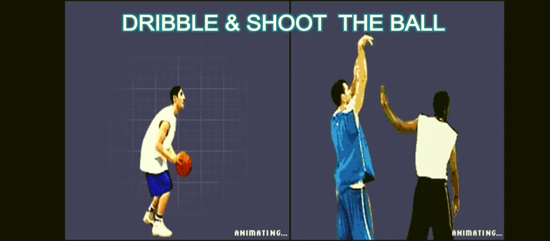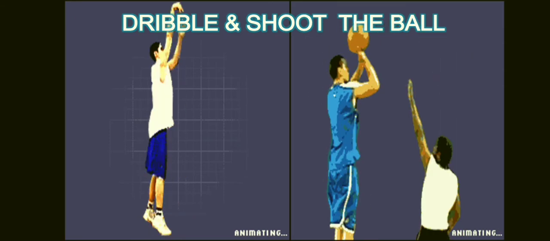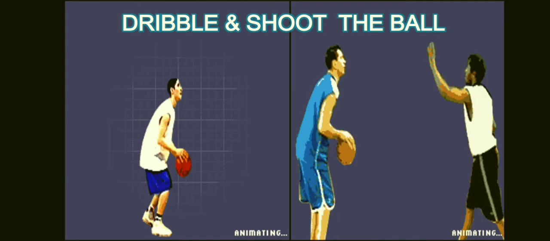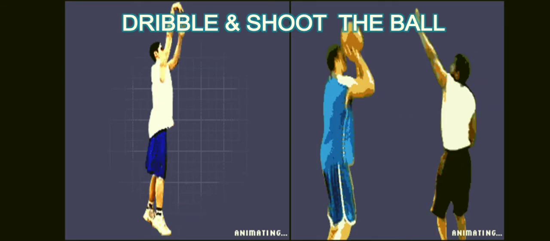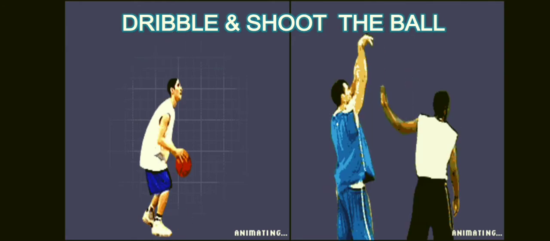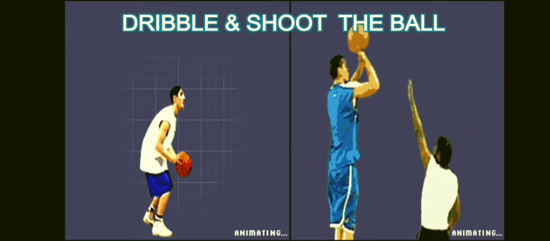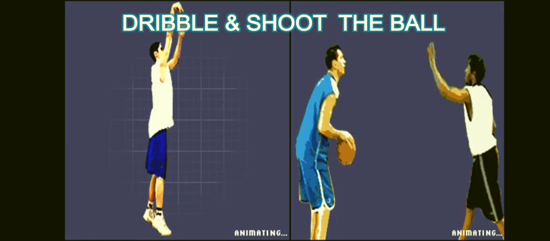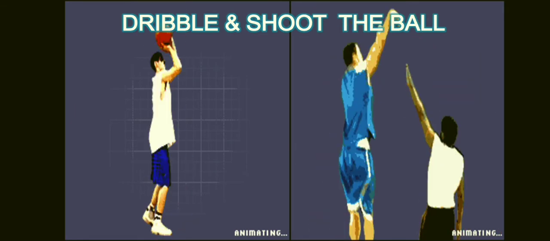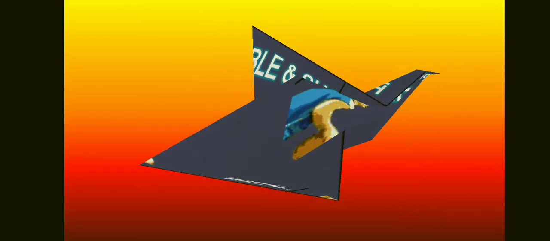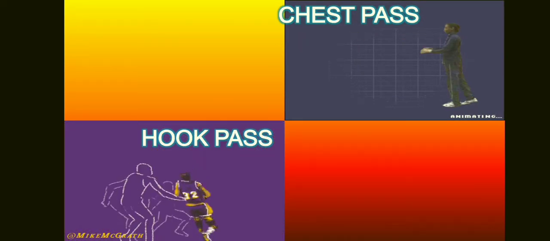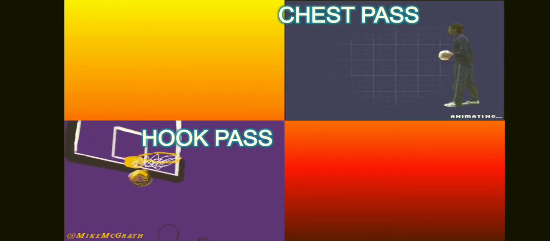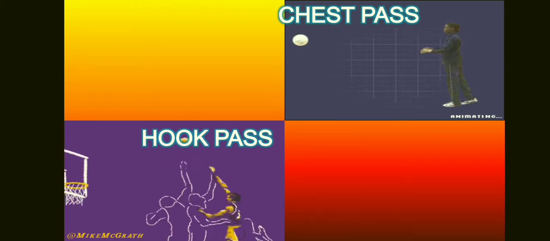In dribble and shoot the ball, a player must dribble the ball by bouncing it on the floor. A player with the ball can take one step, but he cannot run with the ball. And these are the ways passing the ball can be done in playing basketball.